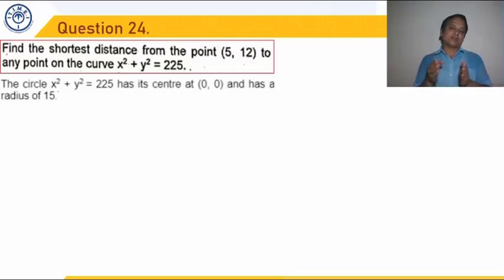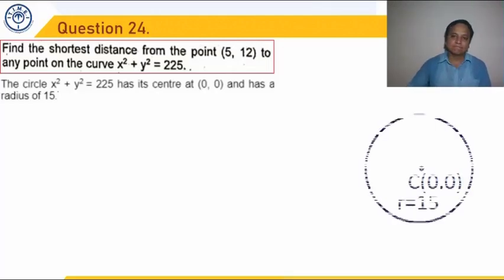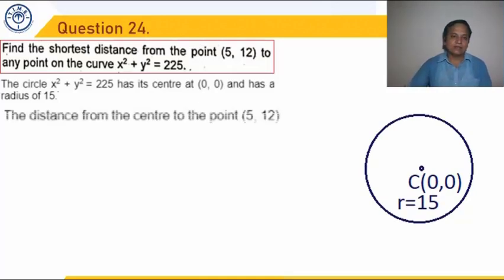The x square and y square coefficients are the same, and there is no xy term, so it's a second degree equation of a circle. The circle has its center at the origin and has radius 15. So center (0, 0), radius 15. We find the distance from the center to this point (5, 12).